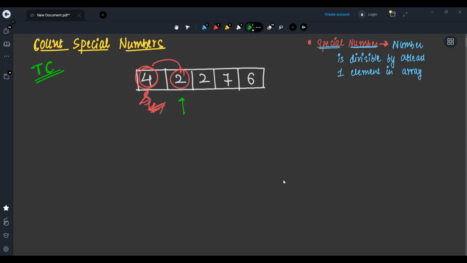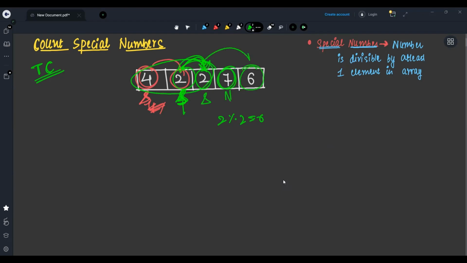Now let's come to this 2. This 2 can be divided by this 2. So 2 modulo 2 is equal to 0. This is also a special number. Now I come to this: 2 modulo 2 is equal to 0. This 2 can divide this 2. This is also a special number. Similarly, this is not a special number. Why? Because 7 cannot be divided by any of the elements. So not a special number.